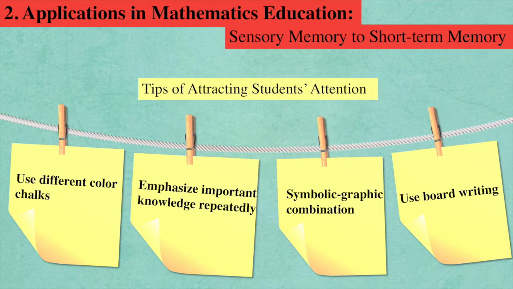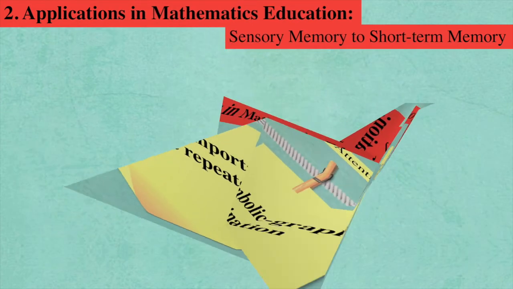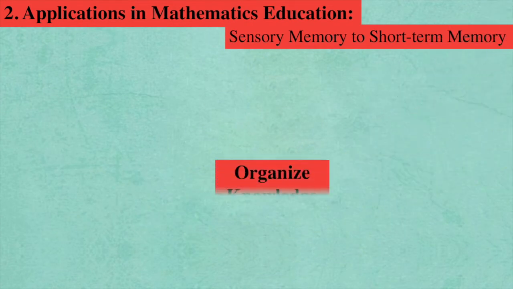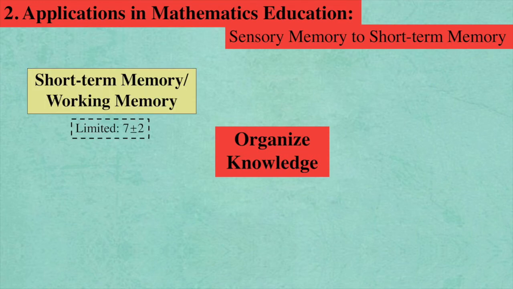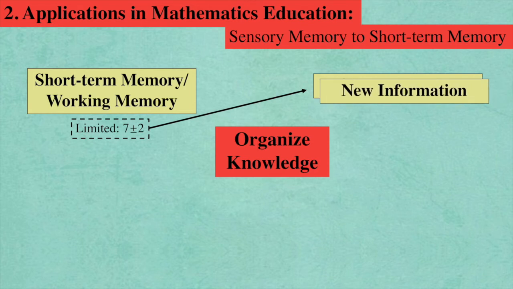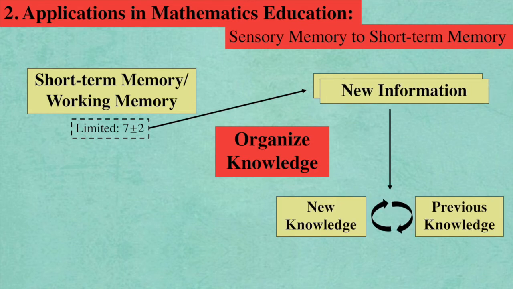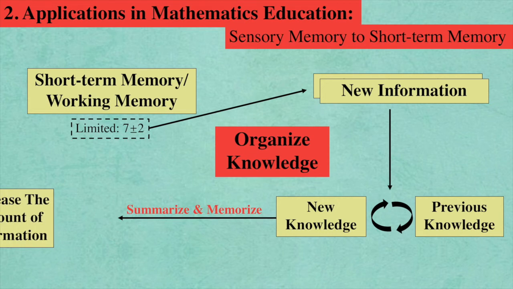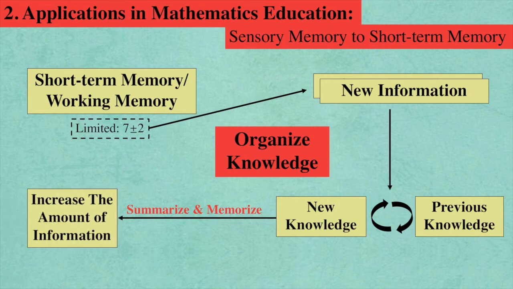After attracting students' attention to the knowledge, we need to help them organize knowledge. Because the capacity of short-term memory is limited, new information will replace old information. Therefore, teachers should make connection between new knowledge and previous knowledge and guide students to summarize the rules of learned knowledge and then associatively memorize them according to the rules, so that the amount of information contained in the short-term memory will be significantly increased.